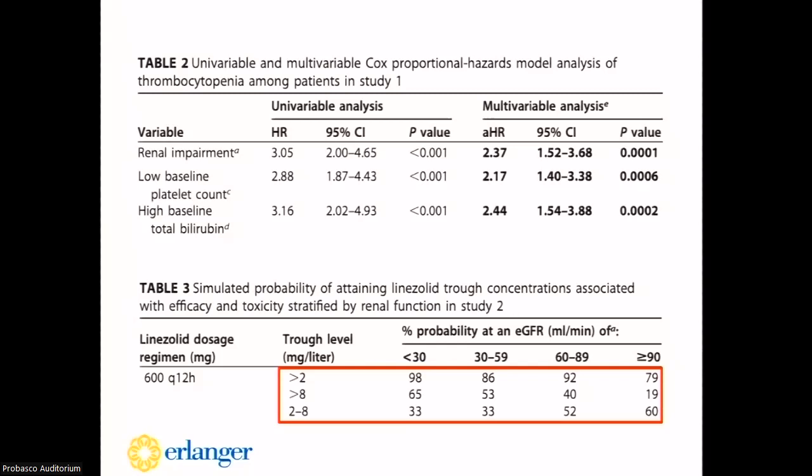As you can see on the slide, based on their simulation, trough values associated with toxicity were estimated to occur in over half of patients with a creatinine clearance of less than 60. Interestingly, the simulation found that perhaps a dose reduction of half of what we would normally give patients, to 300 milligrams every 12 hours, would be the best balance of safety and efficacy in this patient population.